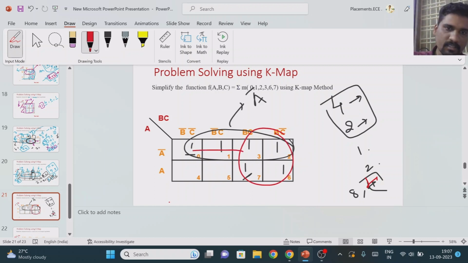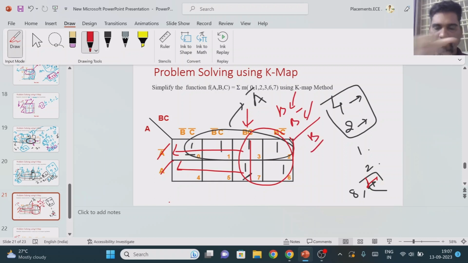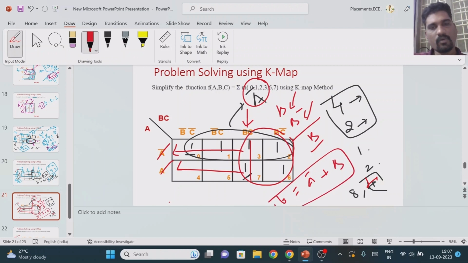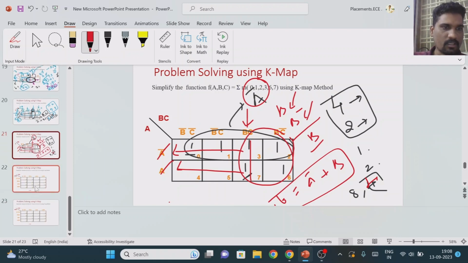Now what is the answer? It is the combination of A bar as well as A, so A bar and A will get cancelled. Here it is the combination of this cell, which means BC, and this means BC bar. Then C and C bar cancel, B into B equals B. What is the final answer? F equals A bar plus B. Always remember that we need to group the maximum number of ones. Then one more important point is that overlapping grouping is allowed.